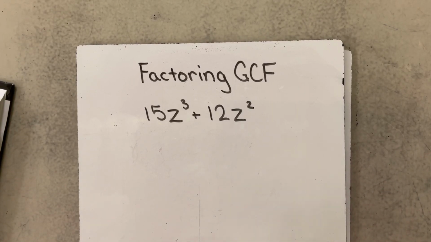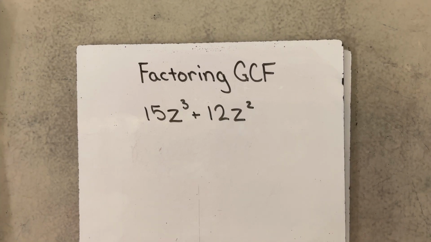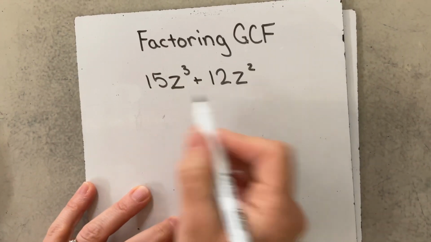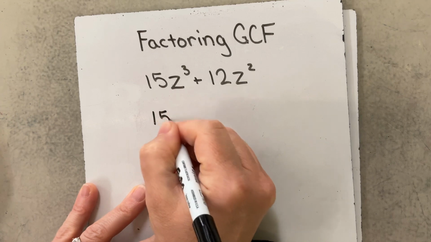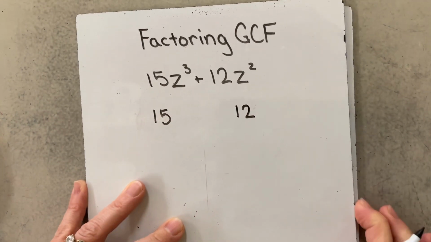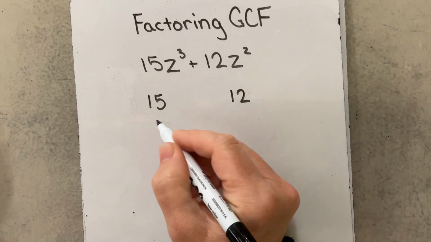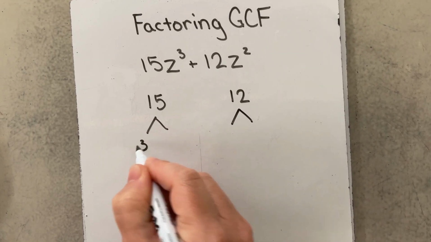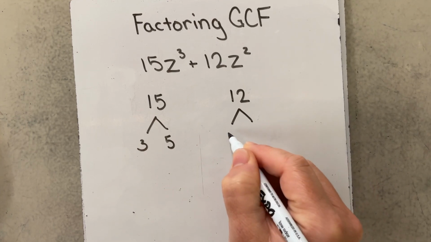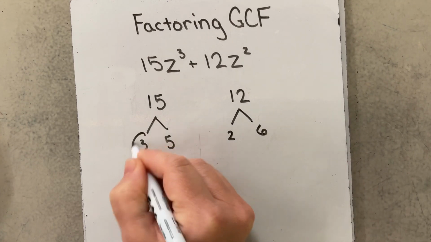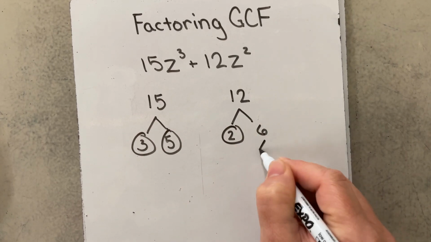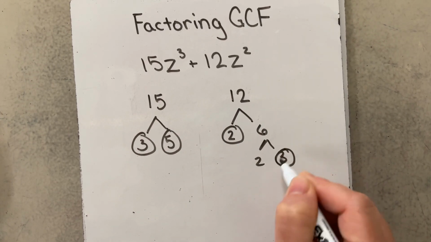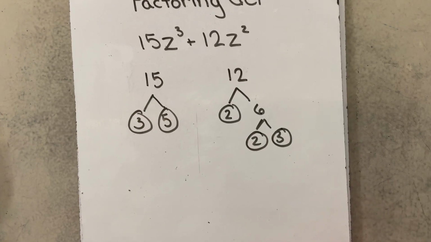Today we're going to talk about factoring the greatest common factor out of our polynomials. When I look at this, I'm going to start by looking at the 15 and 12, and we're going to think back to finding our greatest common factor. To do that, we would do our prime factorization. So this is 3 times 5. This could be 2 times 6. But then 6 is not prime, and we would break it down to 2 and 3. Okay, so that's our prime factorization of each of these numbers.